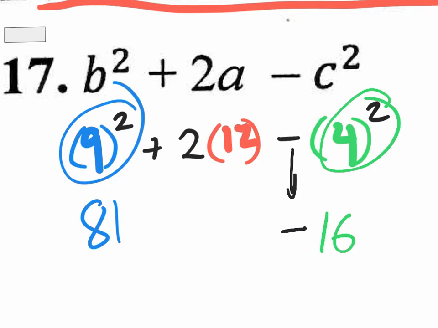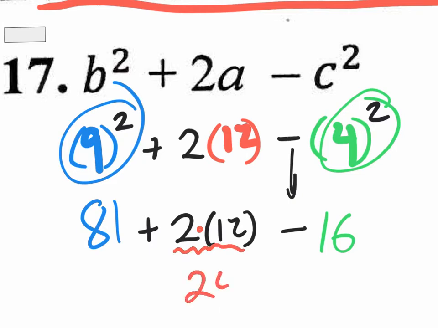Last but not least, right here, let me just bring down the plus 2 parentheses 12. So again, I checked for parentheses. There was nothing to do in the parentheses. I moved on to E, exponents. We had 2 of them. We did both of them. I rewrote everything else. Moving on, after E in PEMDAS, we have the M and the D. Is there any multiplication or division here? Yes, there is. It is right here, 2 times 12. So let's do that, 2 times 12, and we'll get 24. We're going to bring down everything else, the plus, the 81, the minus, the 16.